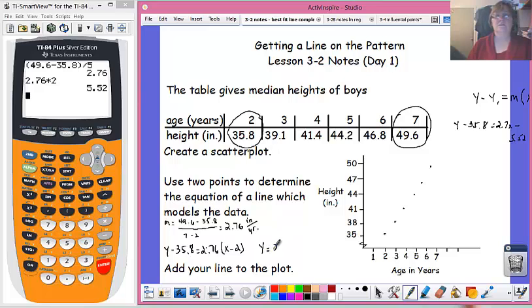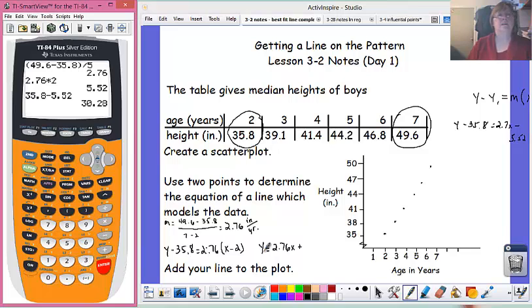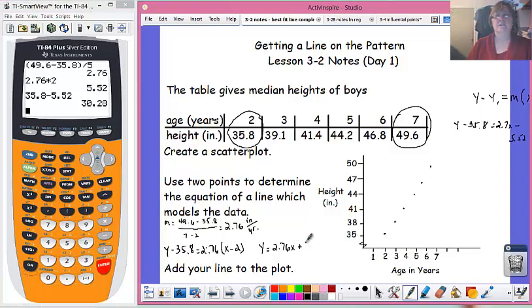Now I want to add that 35.8 to each side, and here comes my final equation. Y will equal 2.76x plus, because we're going to add, 30.28 inches. All right, and there's our linear equation.